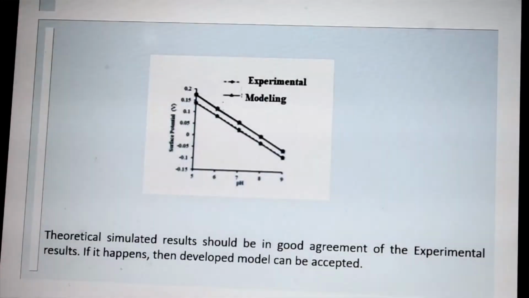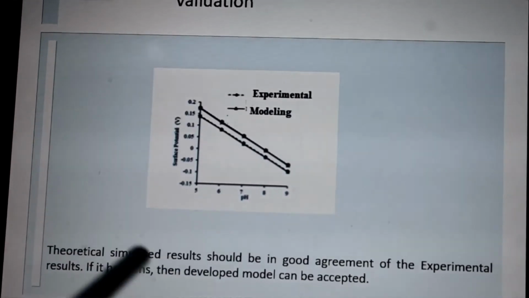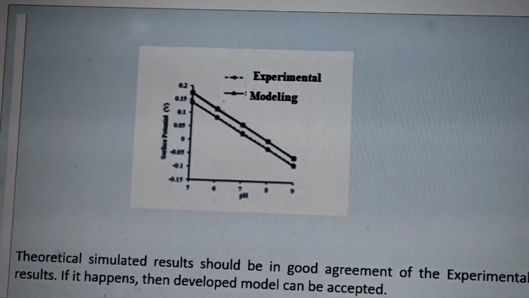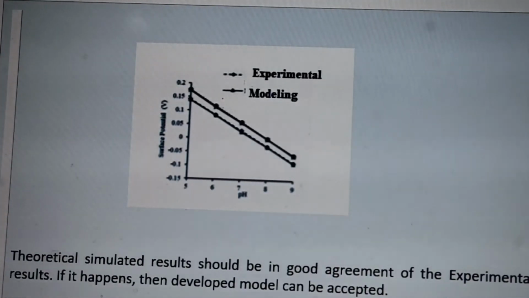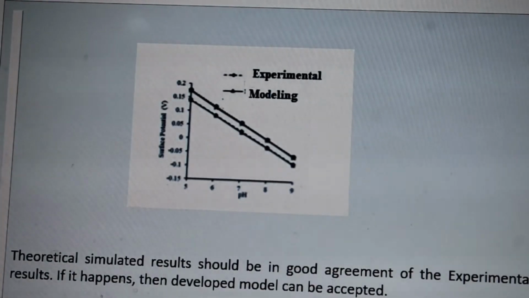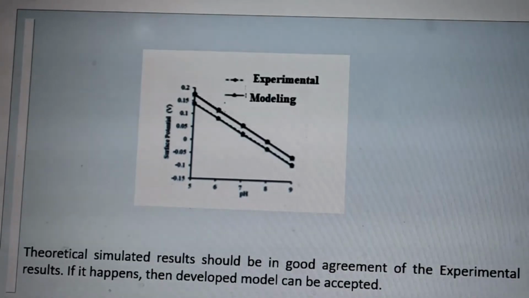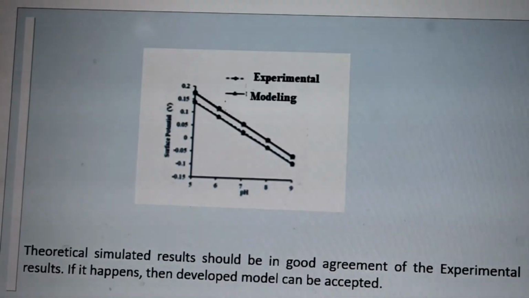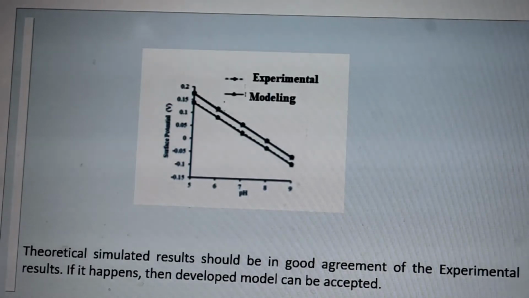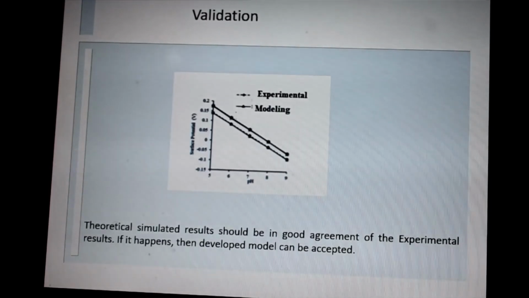So for validation purpose now, you draw a pH versus surface potential curve, both for experimentally obtained values and theoretically obtained values, which is known as modeling. The curve obtained during modeling and the curve obtained during experiment. After plotting, the theoretical simulated results should be in good agreement with the experimental results, and if it happens, then the developed model can be accepted.